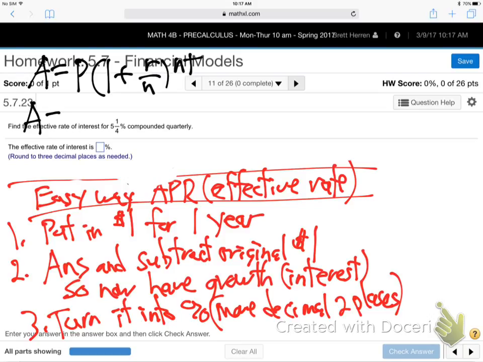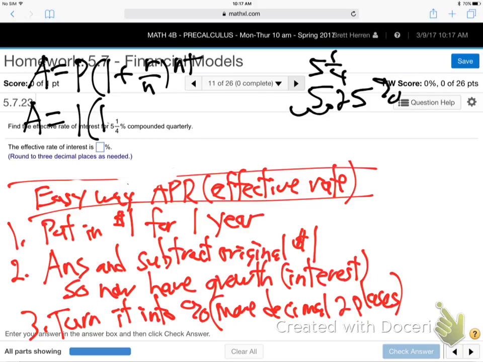I'm going to put in $1, so the principal is 1. Interest rate, what is it, 5 1/4? Make that a decimal. You guys okay with making that a decimal? You know 1/4 is 0.25, right? If you're rusty, just take 1 divided by 4 in your calculator. 1/4 is 0.25. It's a percentage, so move the decimal back 2 places. That's 0.0525 over n. What is n?